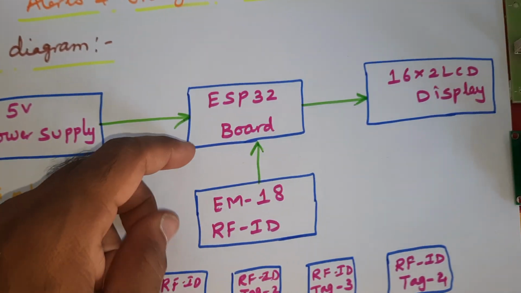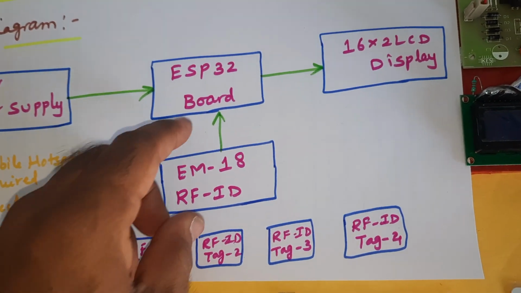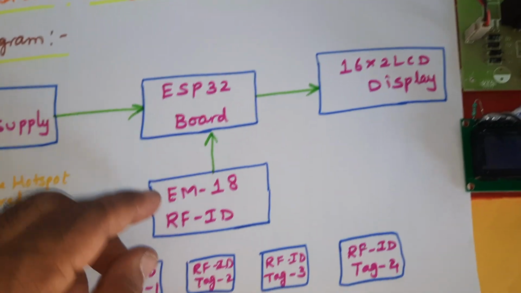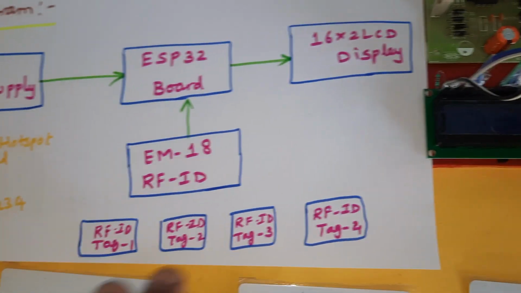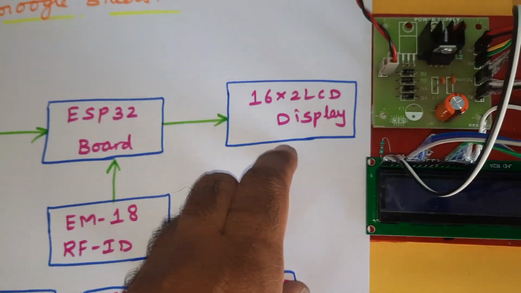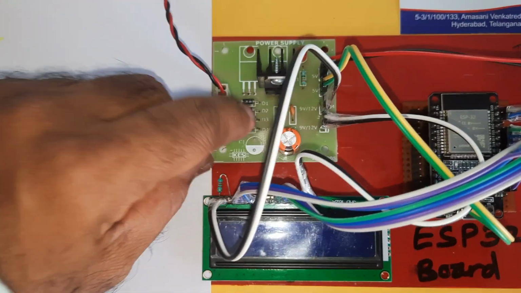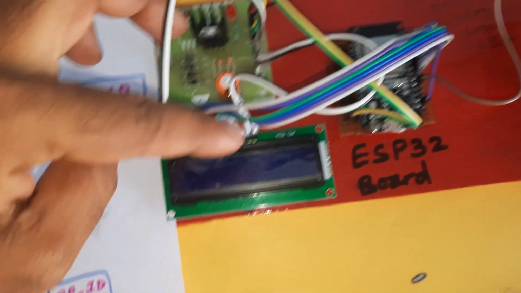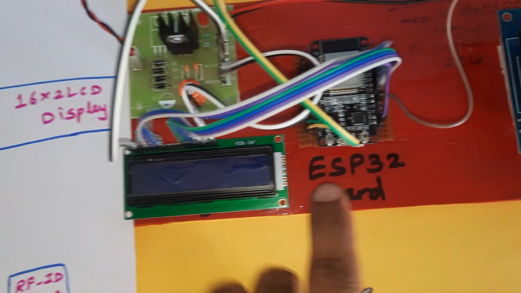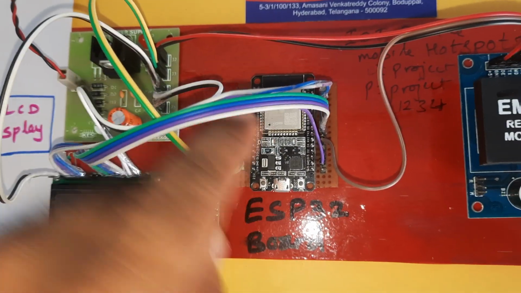5 volts power supply, ESP32 module, AI Thinker board we are using, and this is hotspot module, IoT module, EM18 RFID module with 4 RFID tags at 125 kHz frequency, and 16 cross 2 LCD display. This is the 5 volts power supply module: bridge rectifier, filter capacitor, 7805 regulator, 1 LED. The 16 cross 2 character LCD display shows whatever process is going on. So, EM18 RFID module.